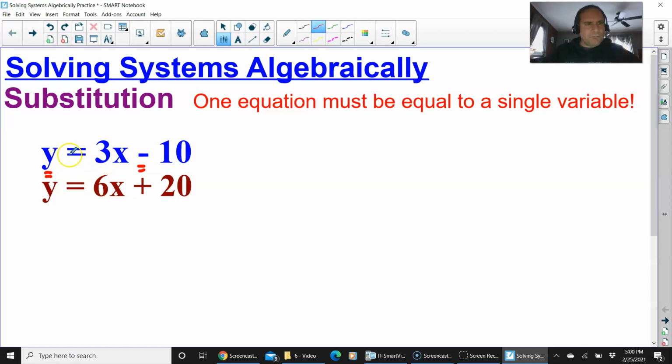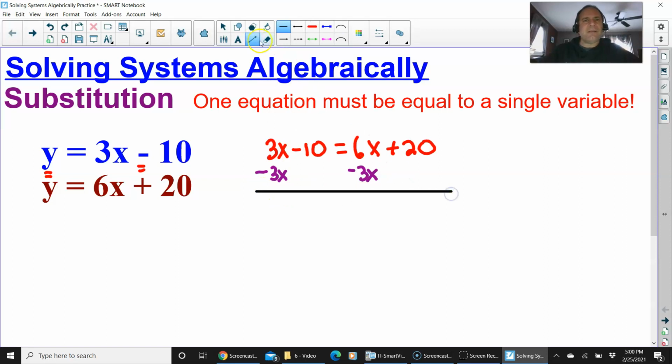So y is equal to y. 3x minus 10 is equal to 6x plus 20. So now all we have to do is solve for x. Now we have x on both sides of the equal sign, and we are going to subtract 3x on both sides. We like to stay in the positive, so I'll always try to get the smaller x over to the larger x. This cancels, and then we have negative 10 equals 3x plus 20.